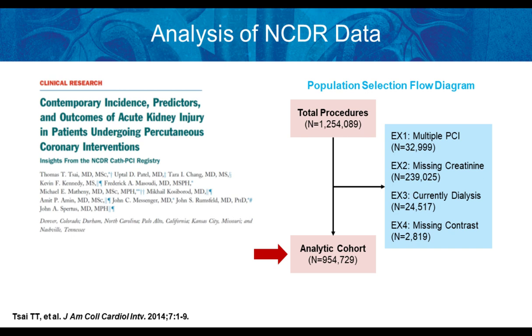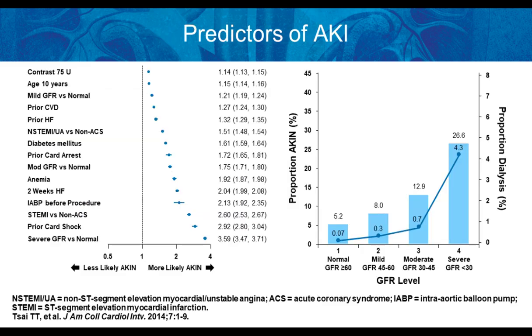From that cohort, they were able to extract usable data from just under 1 million patients, and they were able to identify that from all these PCI procedures being conducted throughout the United States, the incidence of AKI is roughly 7.1%. And in terms of grade of AKI, much of that is AKI grade 1, but some of these patients are actually proceeding on to need for dialysis.